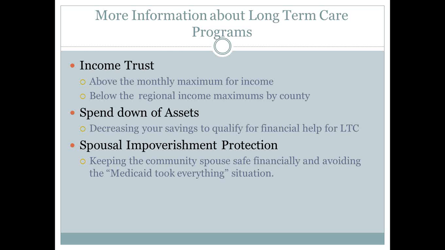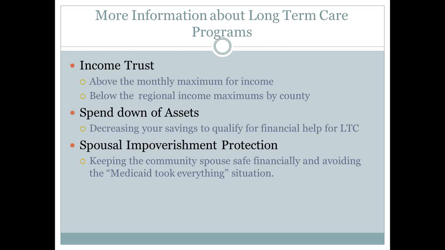What happens with that income trust in most cases is it's an account that's identified by the state because you've identified it, or the client applying has identified it, and all monies go into that account. And then the state determines what portion of that is paid to the nursing facility for your care, and then if there's a shortfall, the state makes up the difference in payments to the nursing facility.